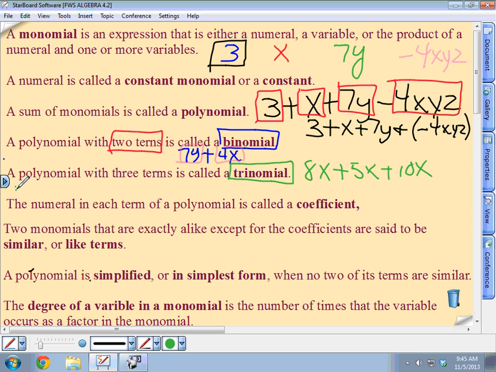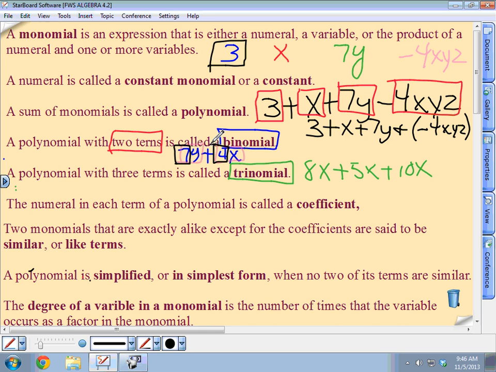The numeral in each term of a polynomial is called the coefficient. So notice here in the one that Weston gave us, the constant part of the monomial is the coefficient. So notice here my coefficient is 7. Here my coefficient is 4. Okay? Notice my variables are different. So this is as far as I can take this one. 7y plus 4x. That's all you can do. There's nothing more than that.